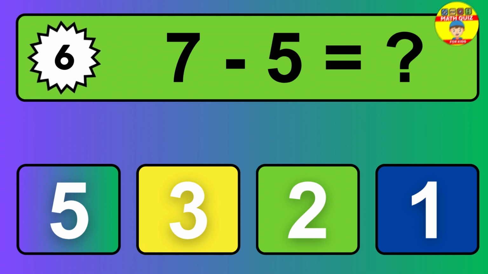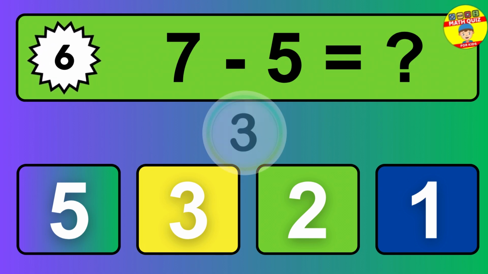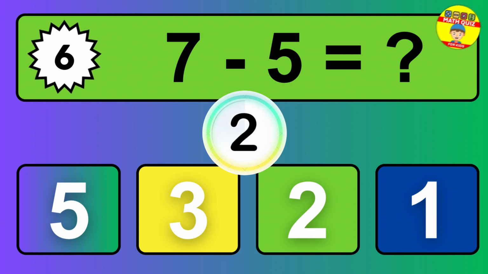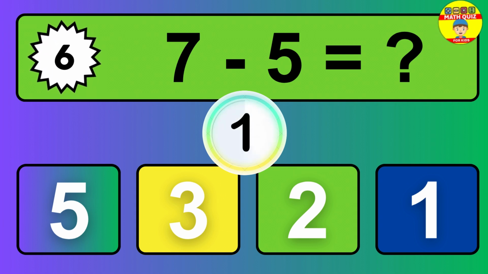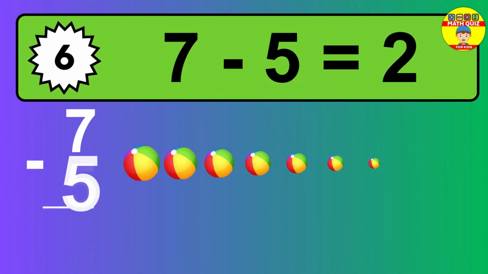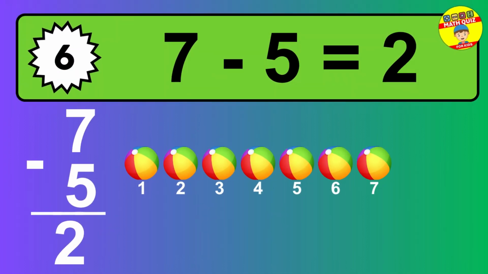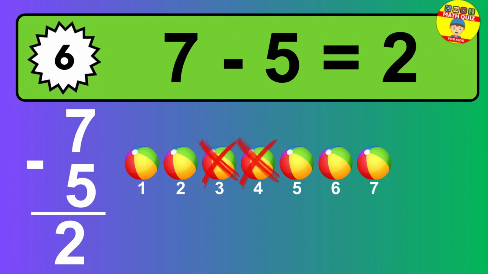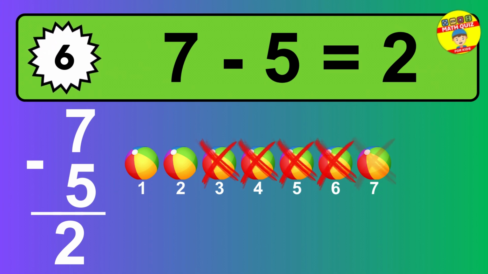Question 6. 7 minus 5 equals what? So, the answer is 7 minus 5 is 2. Let's count it. 1, 2.